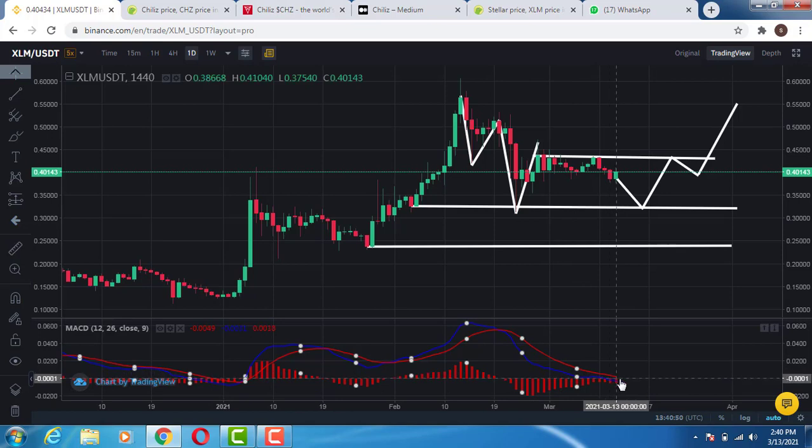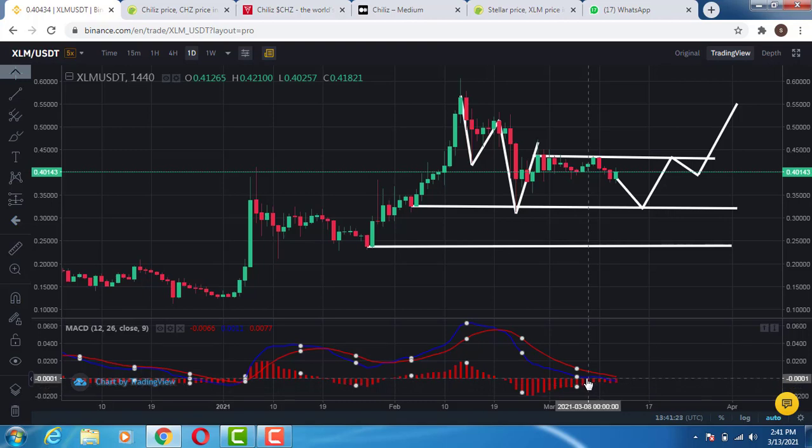So we want to see the blue line cross over the red line, and then the MACD should start to form on the positive side, that is from the 0% mark upward. From 0% down is the negative side of the MACD. So we want to see the blue line cross over the red line, and then the MACD histogram should start formation on the positive side of the MACD.